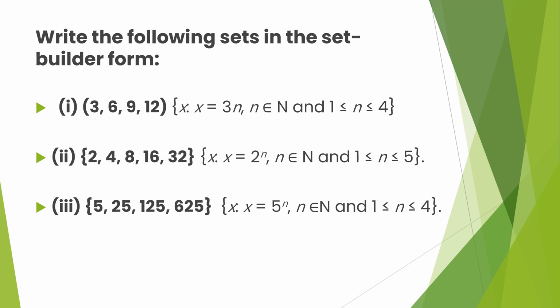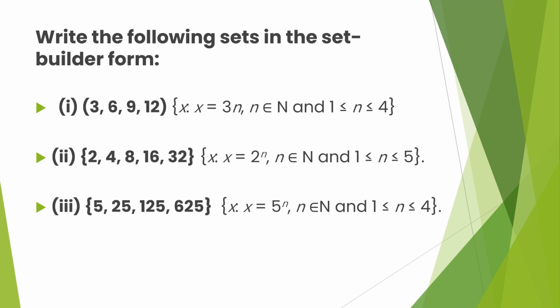Next, write the following sets in the set builder form. So now first set is 3, 6, 9 and 12. So how can we write it? When you just look at the numbers, it is very clear that it is 3, 3 into 2, 3 into 3, 3 into 4. So it is a set of all such x such that x is equal to 3n, where n is a natural number and n is between 1 and 4. 1 less than or equal to n, less than or equal to 4.